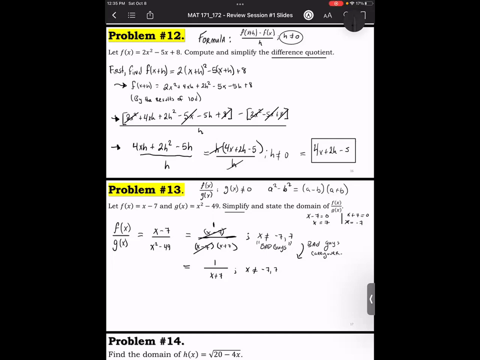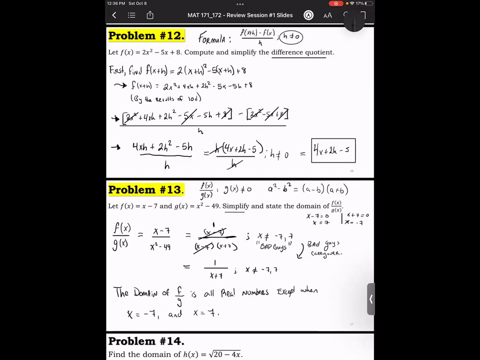Now we just have to state the domain. There are many ways you can state it. You can do something called set builder notation, interval notation, graphically, or in words. Because we're introducing the topic, I'm going to write it only in words for now. So we can say that the domain of f over g is all real numbers except when x is equal to -7 and x equals +7.